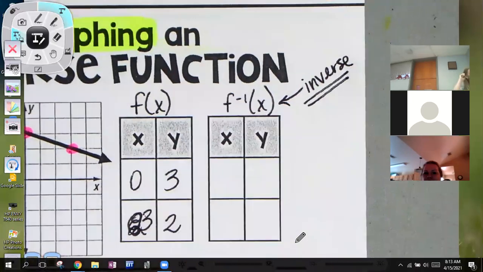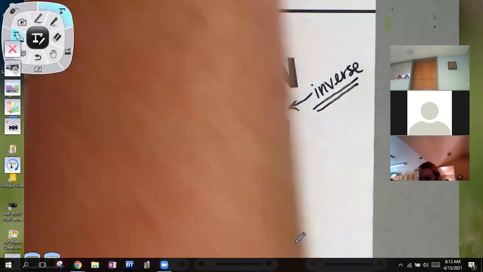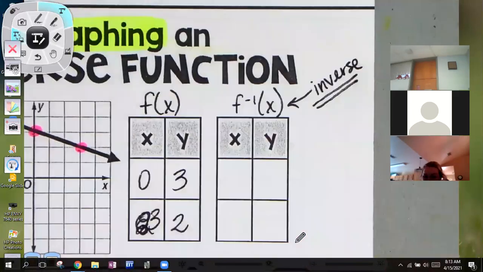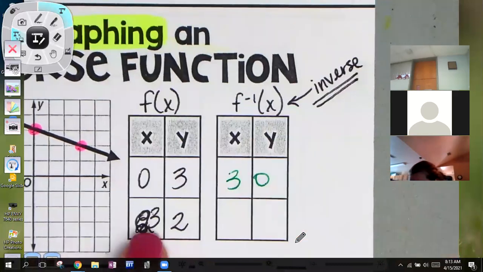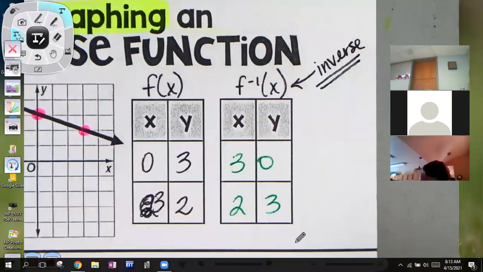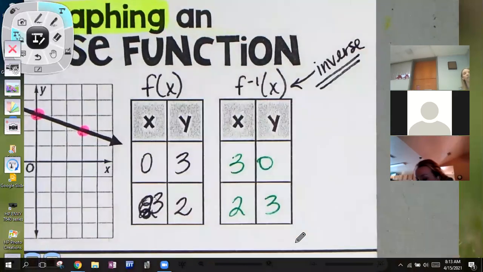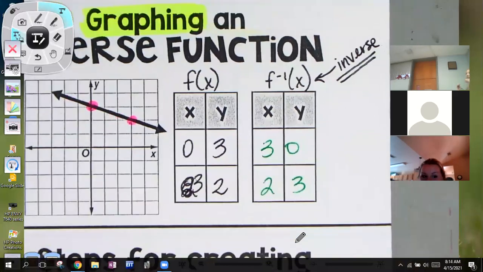Correct. Nice. Okay, so if our original coordinate was 0, 3, what is its inverse? 3, 0. If our original coordinate was 3, 2, what is its inverse? 2, 3. Okay, so now let's see what that looks like graphically, because every single inverse function you ever do will always have one thing in common. Let's graph these points.